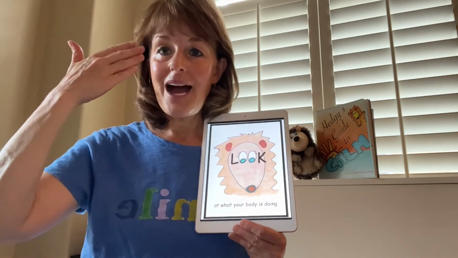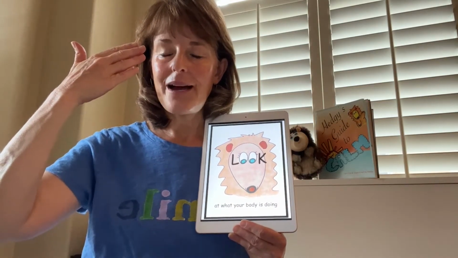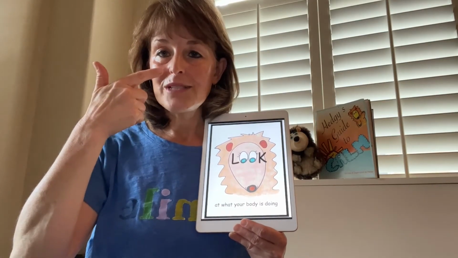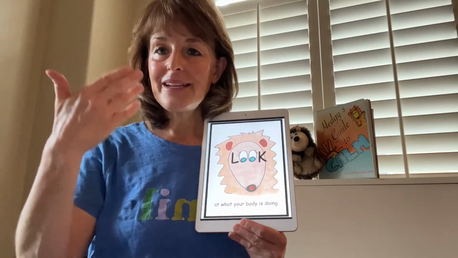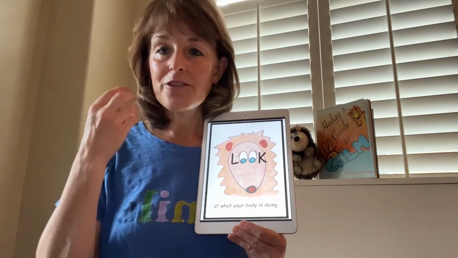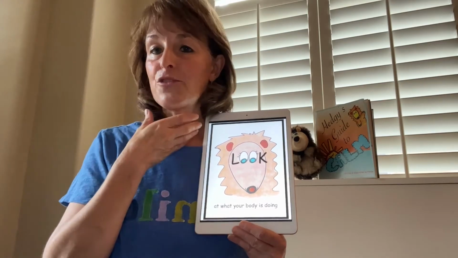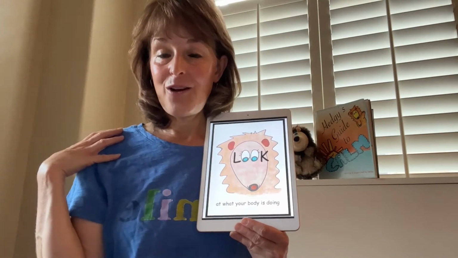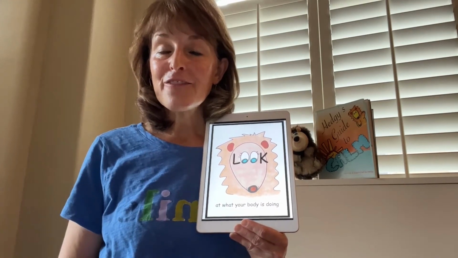I'm going to look at my eyes. What's going on with my eyes? Maybe they're blinking more than usual. My nose, am I breathing differently through my nose, my mouth? What is going on with my mouth? Are my teeth clenched? My throat? My shoulders, are they up? Are they down?